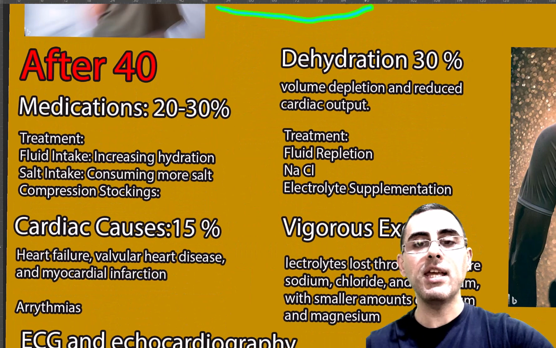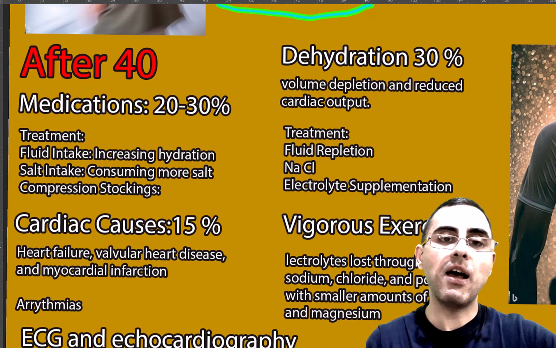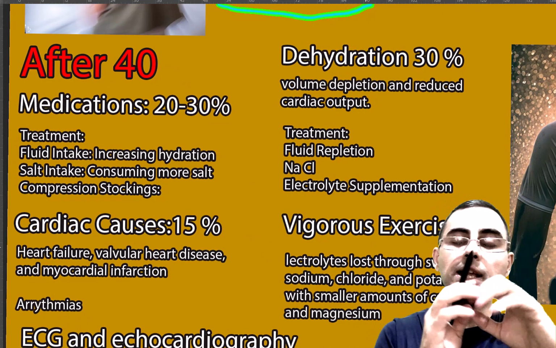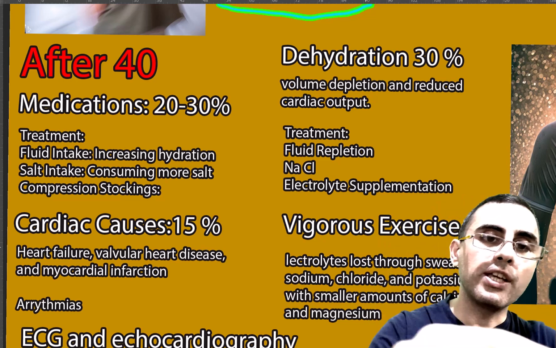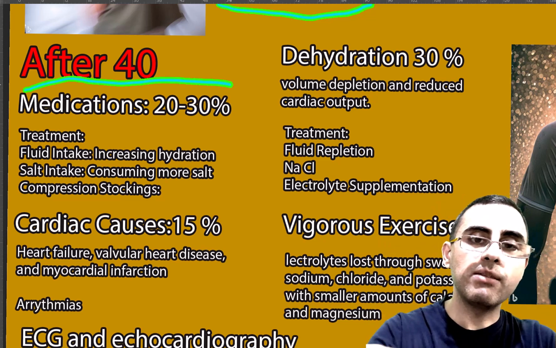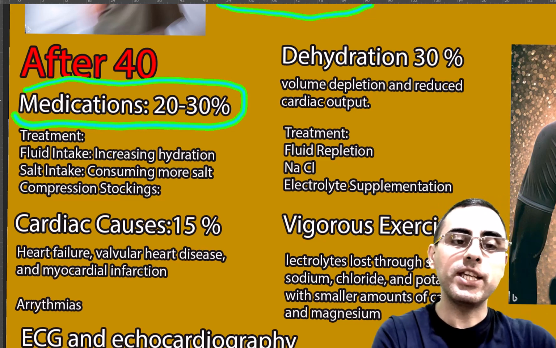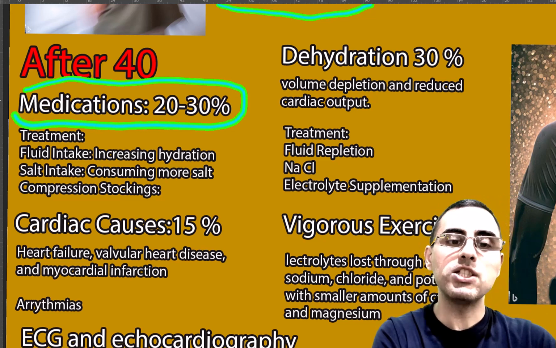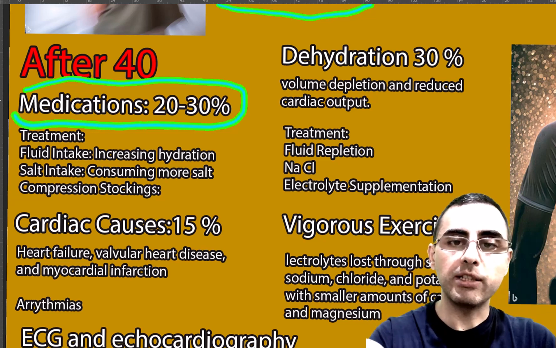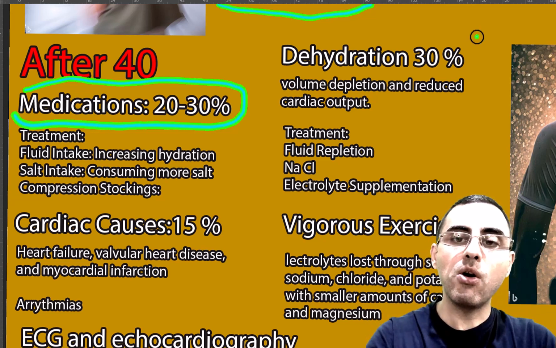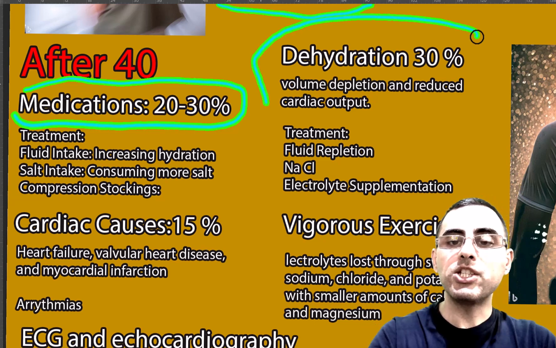Now let's talk about the most important causes after 40, among the older population. Medications are the most common cause of hypotension. When people take antihypertensive medications, in many cases it lowers blood pressure significantly. The second most common cause is dehydration.